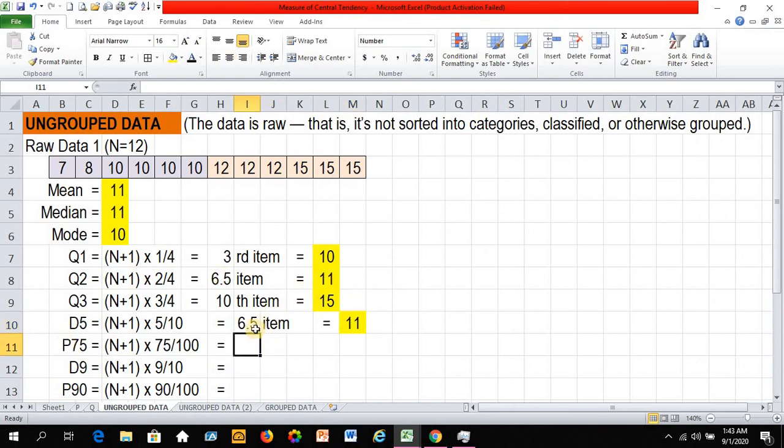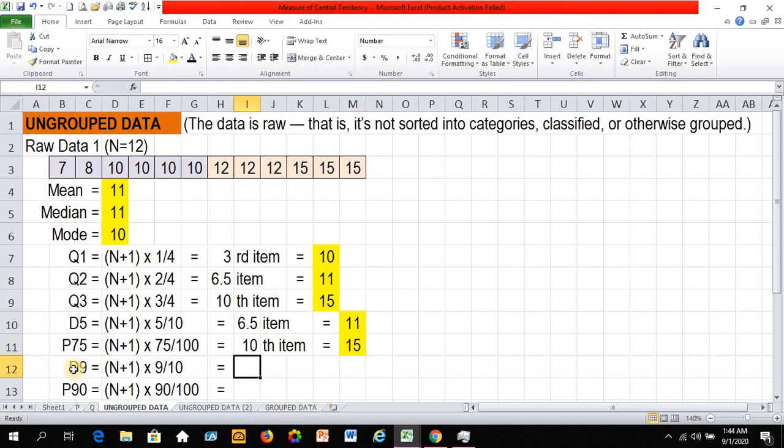Now, P75, that is 12 plus 1, 13 times 75 divided by 100. Pag i-round off ko ito sa whole number, 10. Parehas ba siya sa Q3? Oo, parehas siya sa Q3. Take note na pag quartiles, nahahati siya sa 4: 25%, 50%, 75%. This is the 10th item, parehas na 15.